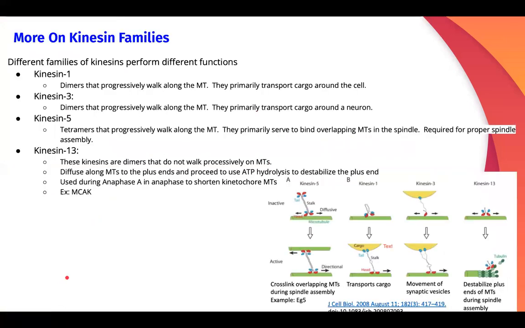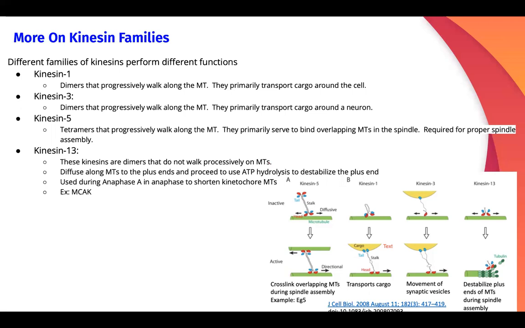Okay, so kinesin 1 are dimers that walk along the microtubules, and they're mostly just transporting cargo around the cell. And then we have kinesin 3, which is movement of synaptic vesicles, which is transporting cargo around neurons. Because synapses happen at neurons, but that's not super important.